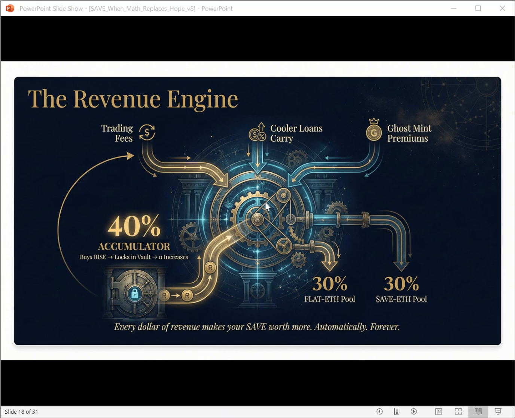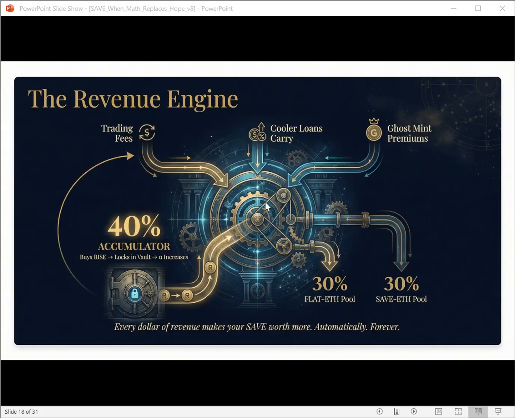So the revenue engine. The protocol has four revenue streams, and they are all active from day one. Trading fees. Every swap involving FLAT or RISE generates fees. Cooler loans, they have a carry. The protocol holds approximately 14.2 million GOM when we launch, and it generates continuous interest income regardless of market conditions. So the Ghost Mint premiums. Every new SAVE token is sold at 1.1 times the NAV or higher. That generates premium revenue. Liquidation revenue. When leverage positions are liquidated, it captures those fees.